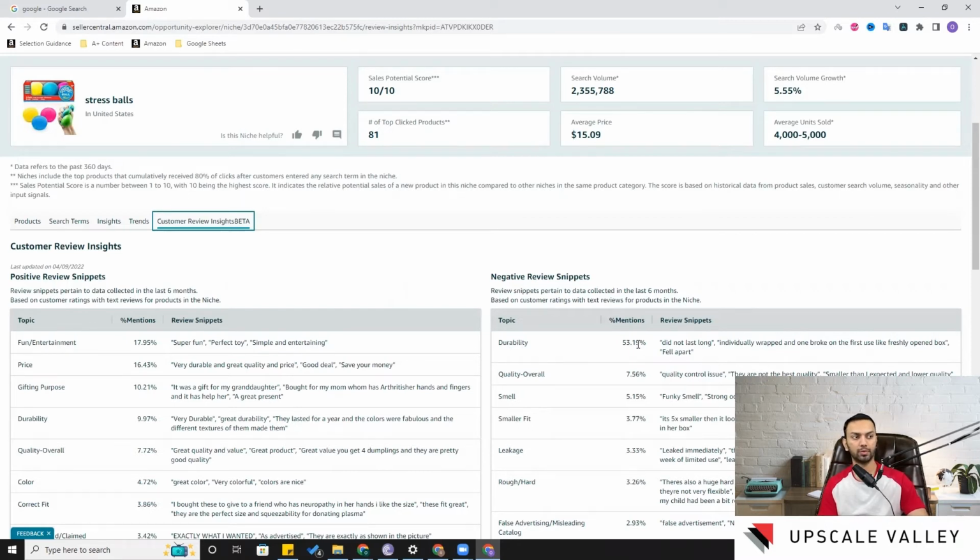And you can solve the durability portion in maybe tens of different ways. So here comes the development opportunity. Around 53% of people are complaining about durability: it did not last long, individually wrapped and one broke on the first use, a freshly opened box fell apart, these kinds of issues. So this is the problem we have.